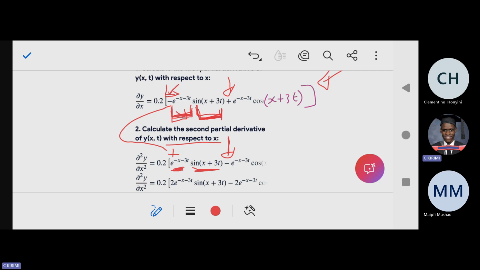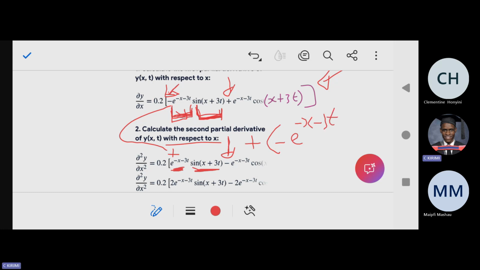You are adding, you are saying plus. Isn't it a product? It says plus. What is plus times a minus? Because it's a product, you are saying plus, bracket. Here there is minus e to the power minus x minus 3t, like that.